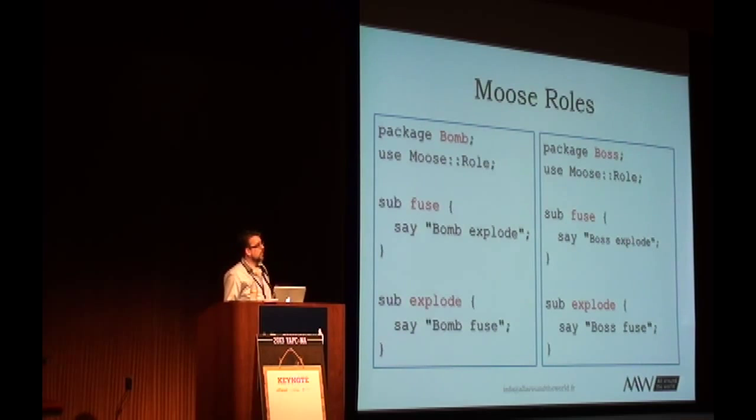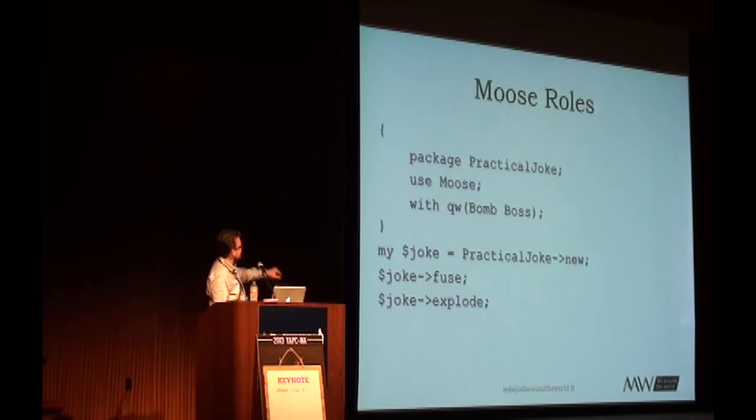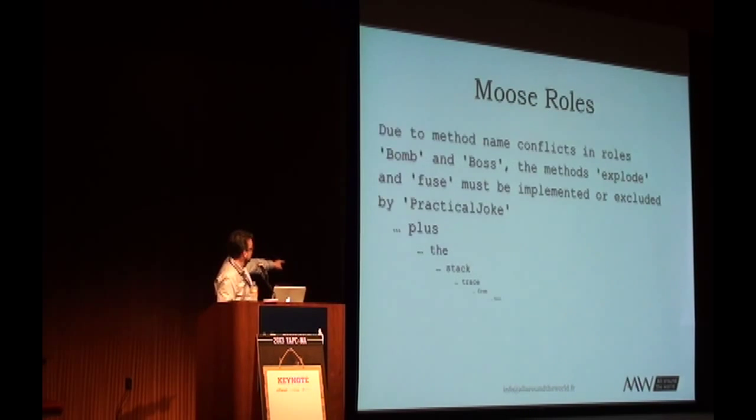So let's look at roles. Left side, we've got the bomb role. On the right side, we have the boss role. This code is virtually identical, except it's in a superior language. Just kidding. And we have our practical joke package, use Moose with bomb, boss, joke, practical joke new, joke fuse, joke explode, and due to a method name conflict in roles bomb and boss, and so on. It doesn't run. It doesn't know which bomb and boss methods you want. And that's very, very interesting because with either multiple inheritance or mixins, this would have been difficult. But now you don't have to worry about it because it's not even going to compile.